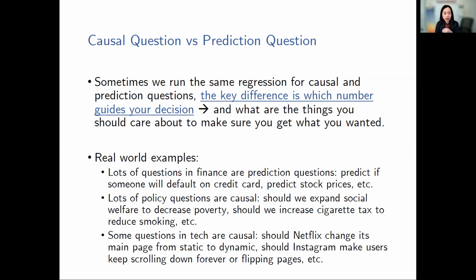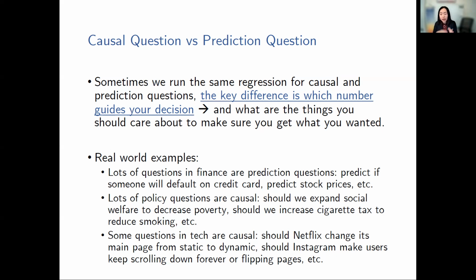Some questions in tech firms are also causal. So for example, Netflix will need to decide if they want to make their main page static or dynamic. Instagram wants to make a decision about whether they just make you scroll down forever instead of flipping pages. So these will be X variables. They want to change the X variables and they don't know which one makes them more money, or which one gets them more users, or which one makes them more popular or more user-friendly, something like that. So the thing they want to change is the X variable, and the things they want to achieve is the Y variable.